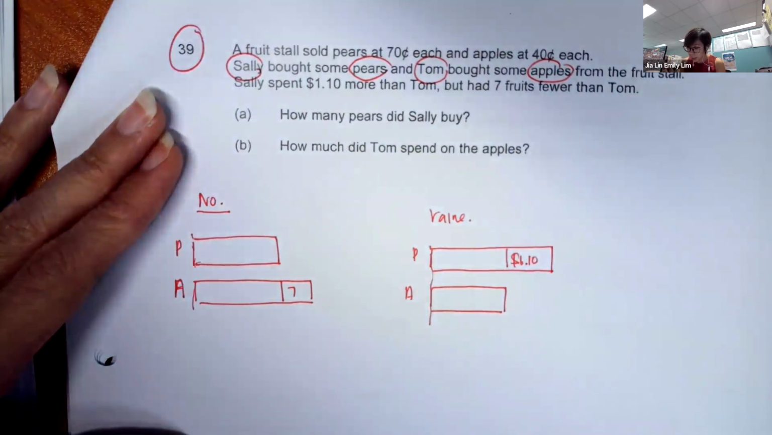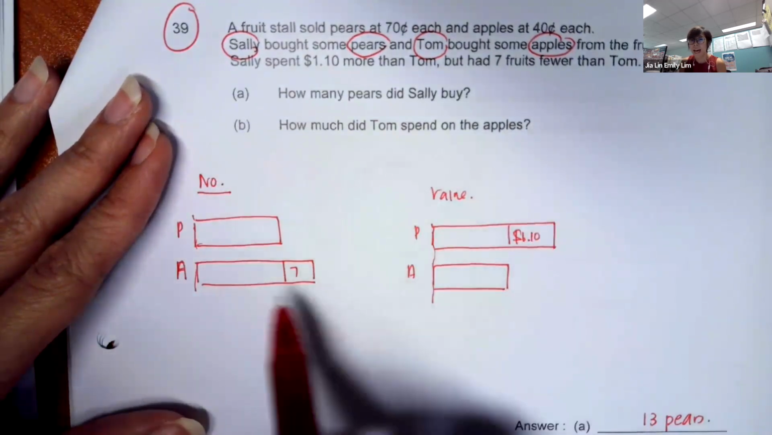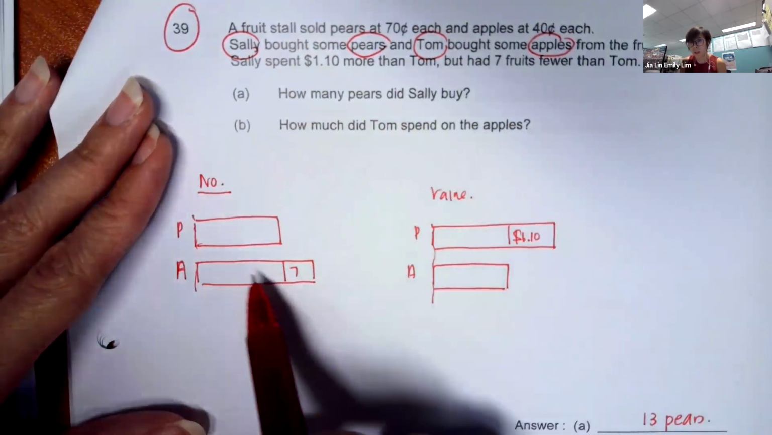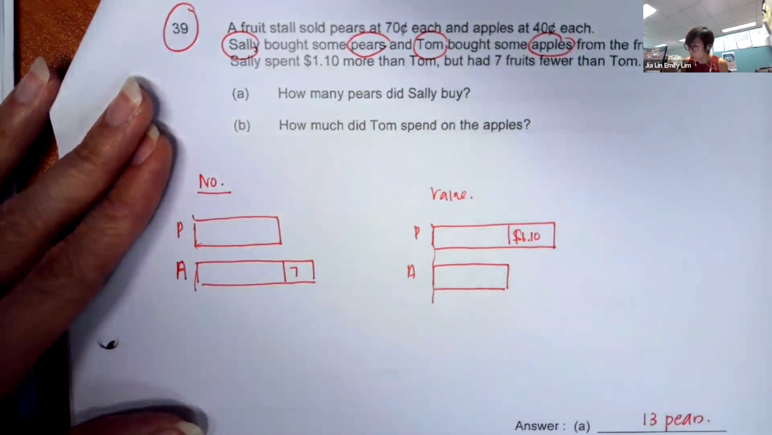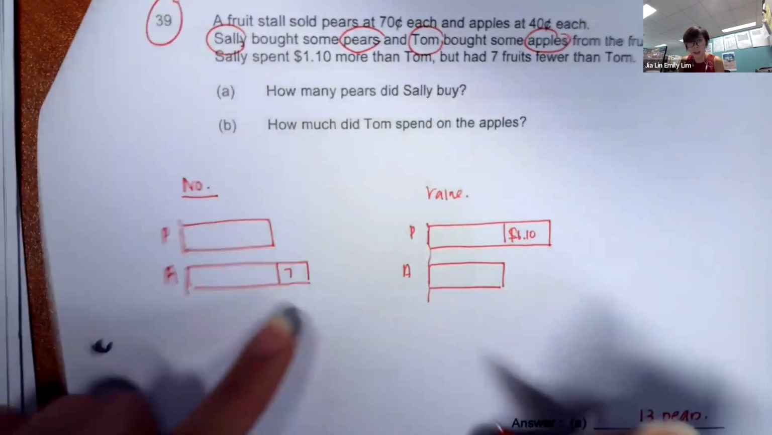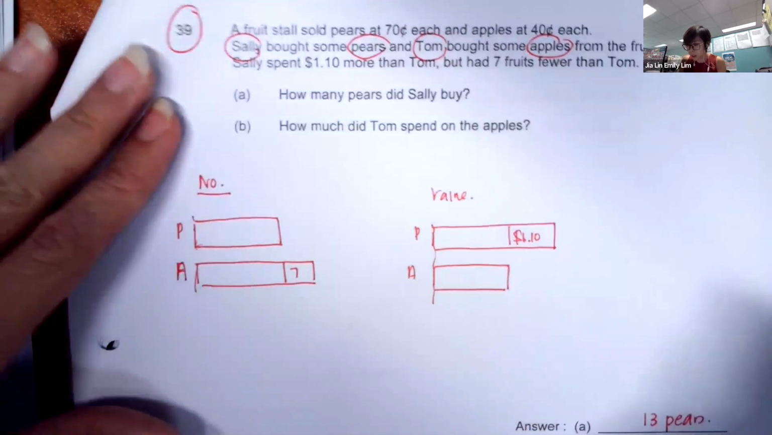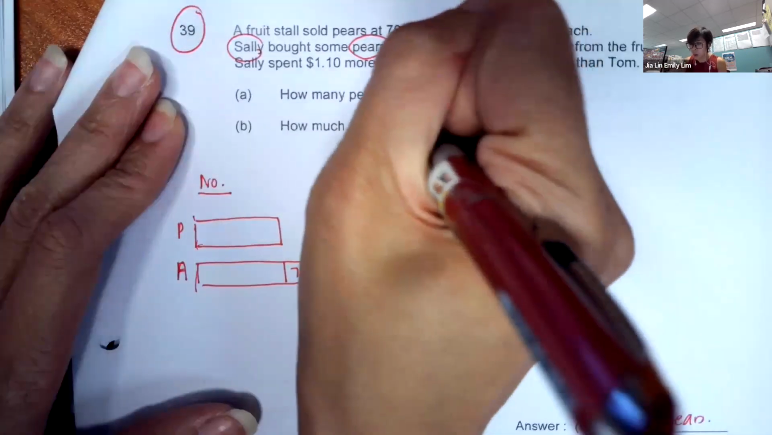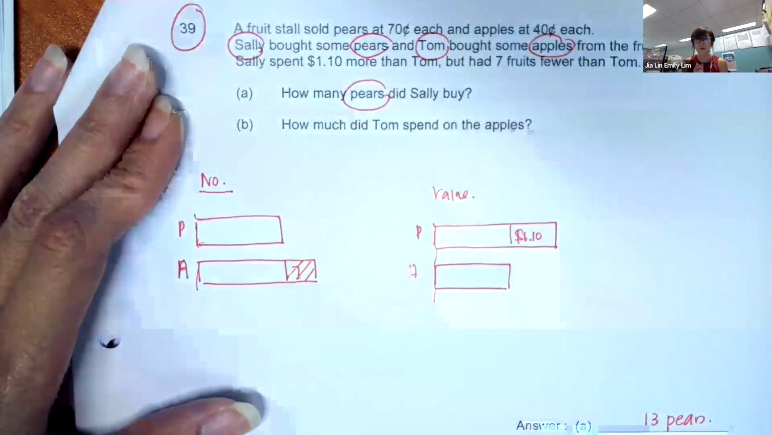Now, the thing here is same thing I told you. The number is different, the value is different. I cannot say which one is more expensive or cheaper because the number of items are not the same. So we have to make the number of items the same by either removing a 7 or adding on a 7. In this case, because I want to find pears, I'm going to remove the 7 apples.